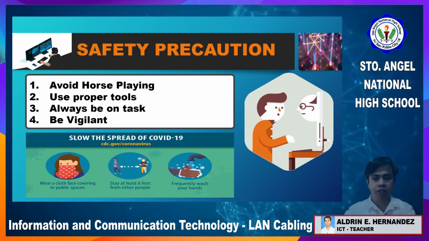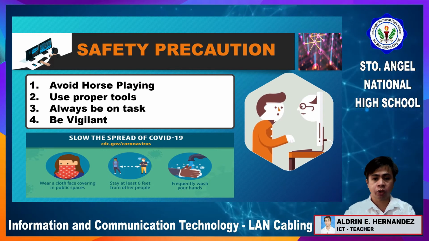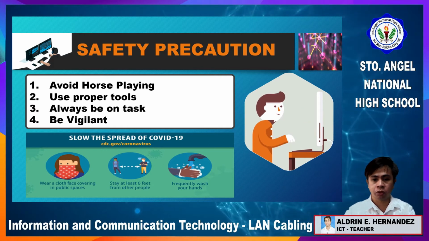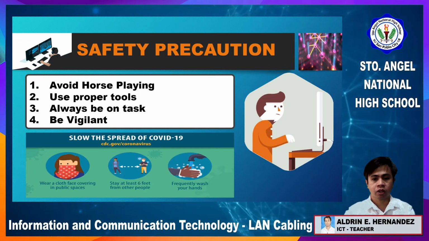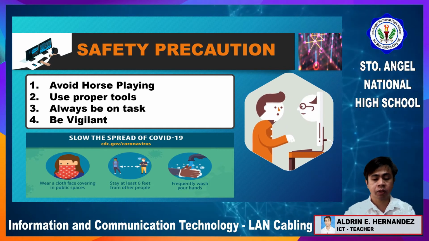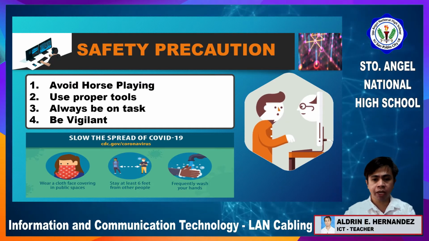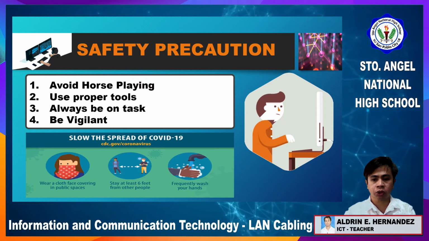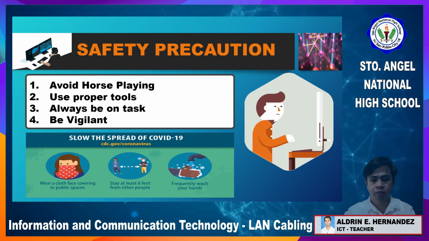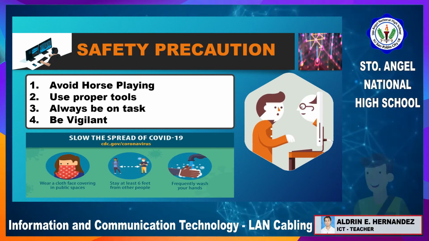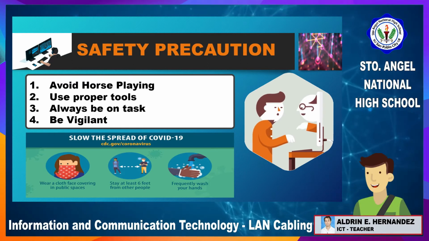We need to follow different safety precautions. First one, avoid horseplaying. Number 2, use proper tools. 3, always be on task. Number 4, be vigilant. Explain why we need to follow the safety precautions while doing the task or activity. Yes, Daniel. Sir, it is important to follow the safety precautions to avoid injury while doing the activities.